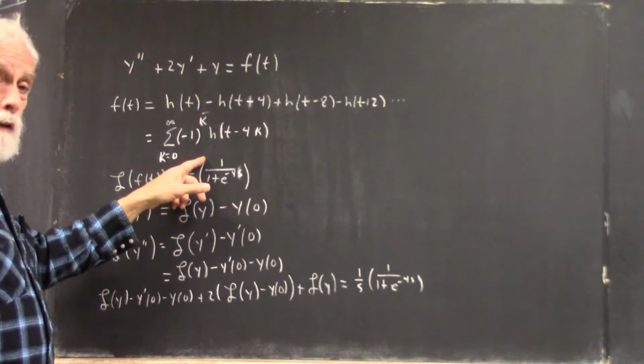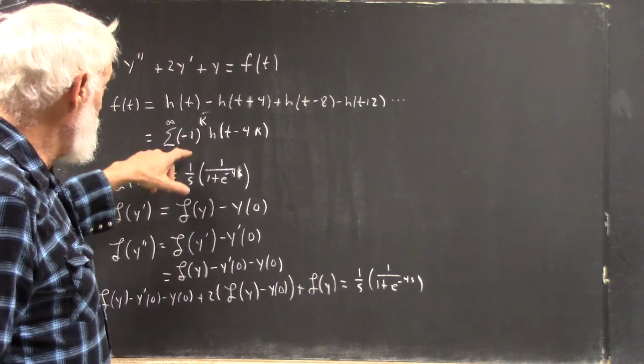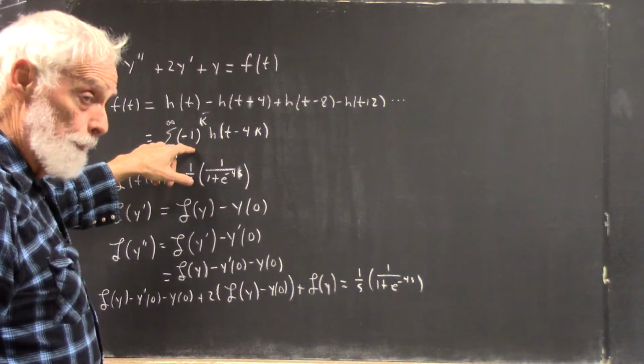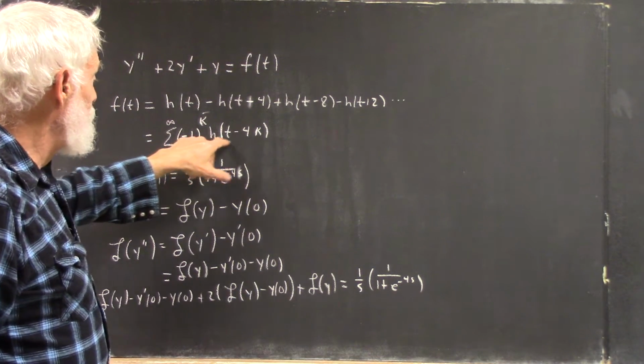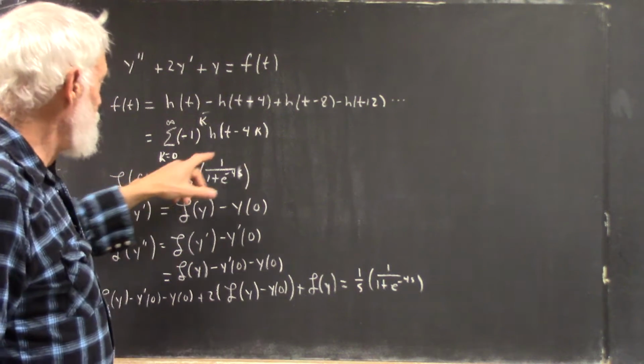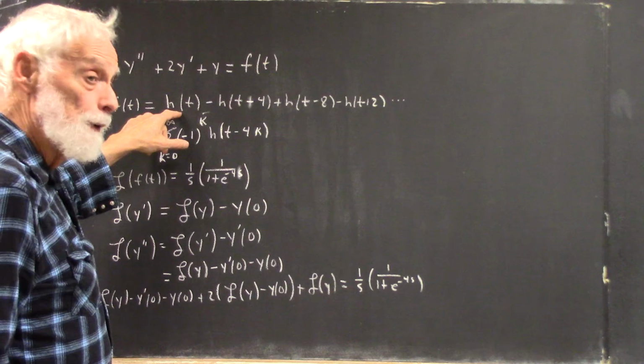And we can write that, of course, in summation notation. Let k go from 0 to infinity, take negative 1 raised to the k. So when k is 0, you get 1, times h of t minus 4k. Well, if k is 0, that's h of t. So your k equals 0 term will just be your h of t.